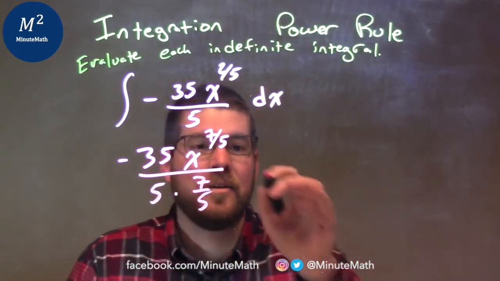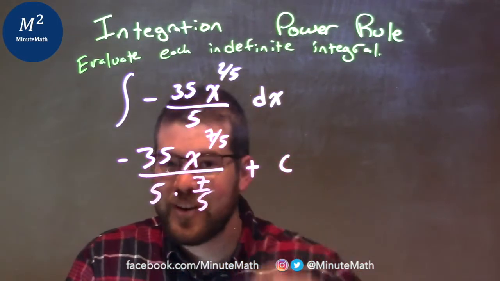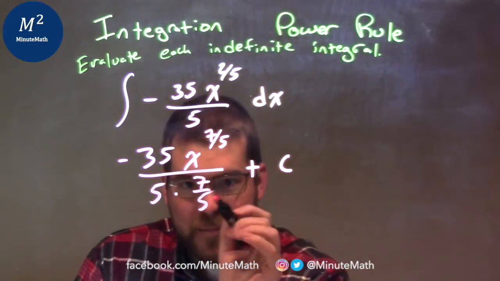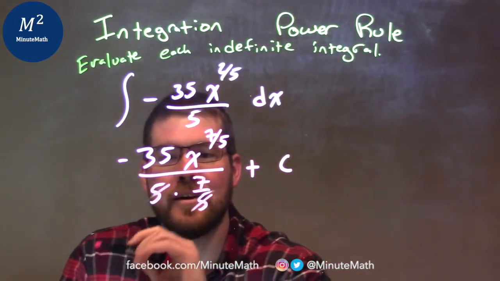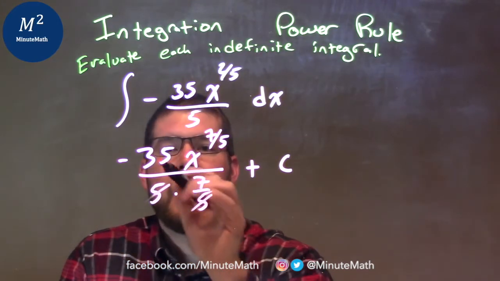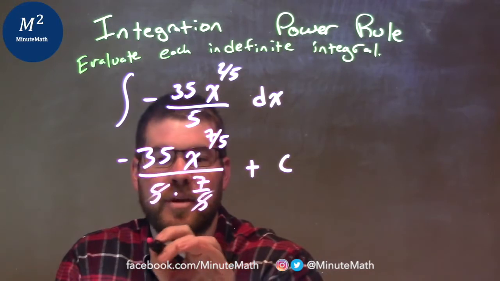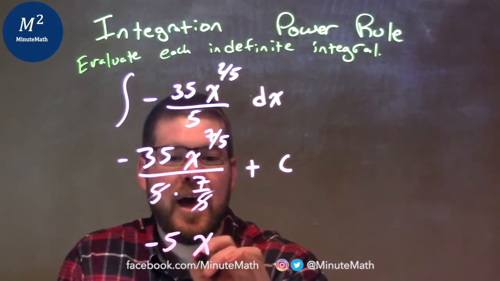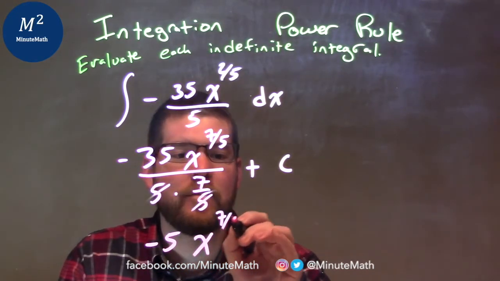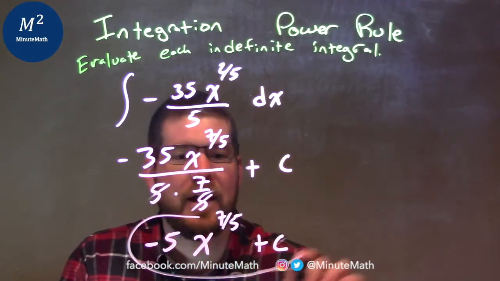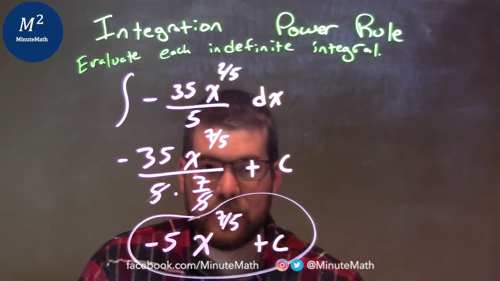And sorry, plus c. Don't forget, I almost did. And this is why I kept the 5 in the denominator. 5's will cancel right here, eliminate, and then negative 35 divided by 7 is a negative 5. So we have a negative 5 x to the positive 7/5 power plus c. And there we have our final answer.